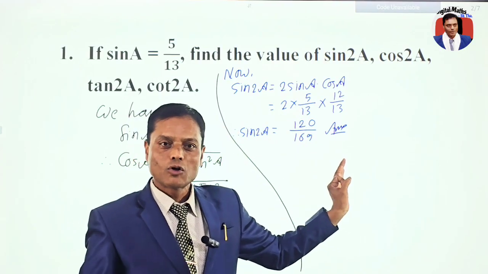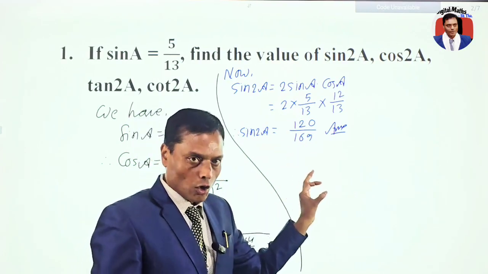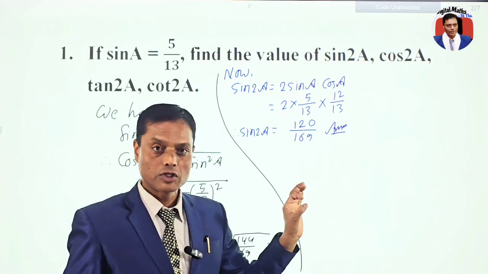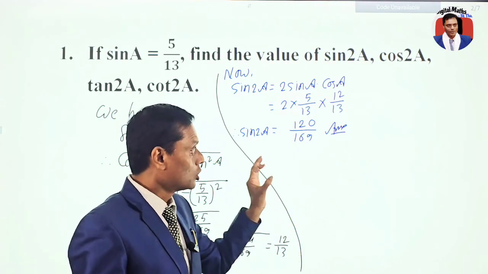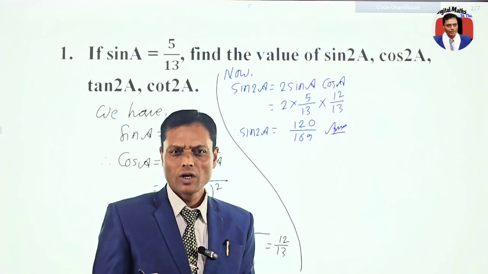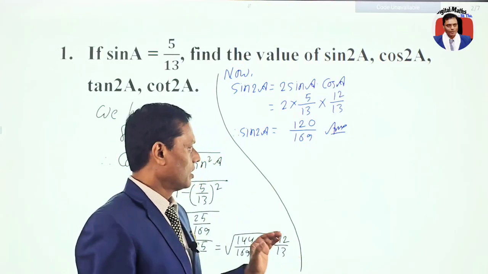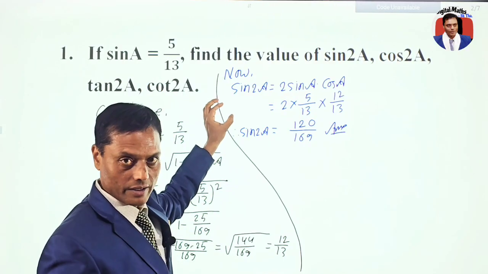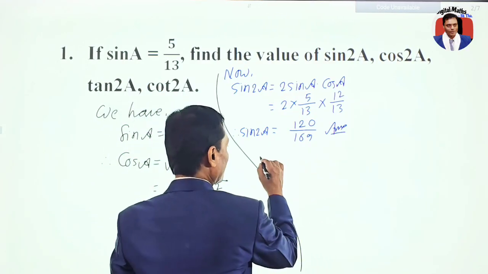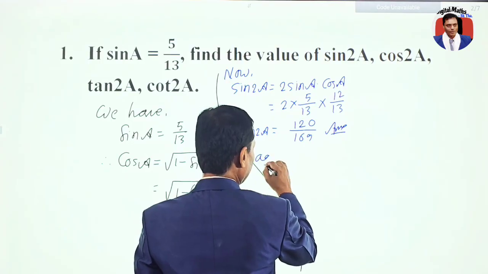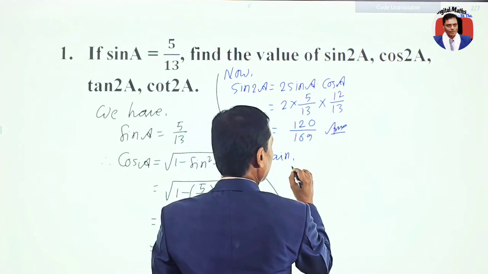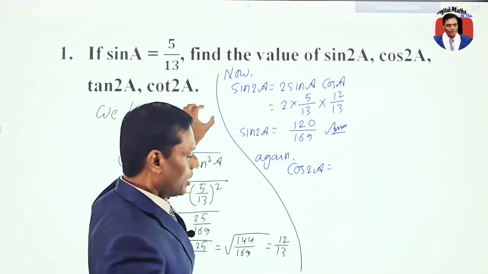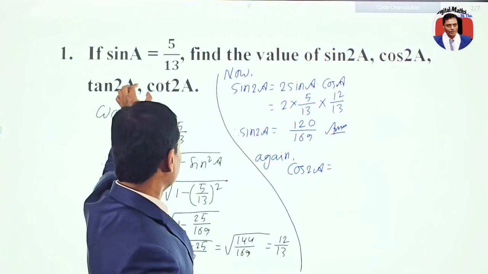To find the value of cos 2A, cos 2A depends on sin, cos, tan and cot as well. So to find the value of cos 2A, we need only one trigonometric ratio. As we have both sin and cos A here, but in the question we have sin A, right? So why not apply the formula again: cos 2A equals, let's write the formula of cos 2A in terms of sin.